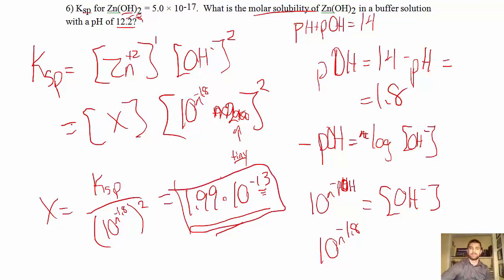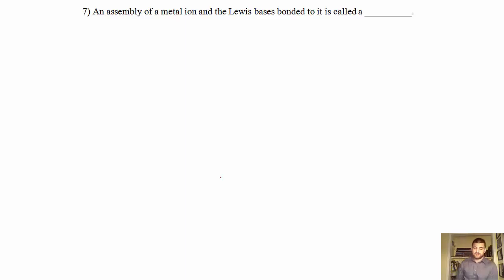Boom. All right, 7. Just kind of a definition question. It wants to know what an assembly of a metal ion and a Lewis base is called. A complex ion.